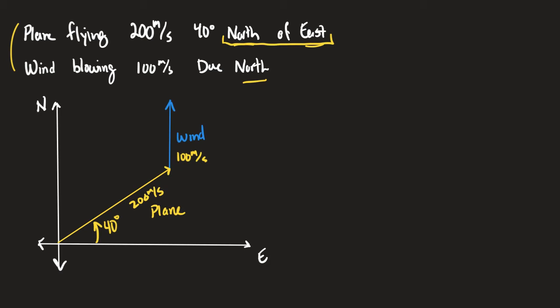When you're done, the line that connects the origin with the end of the last vector is the resultant. For this problem, the resultant would represent the ground speed of the airplane.